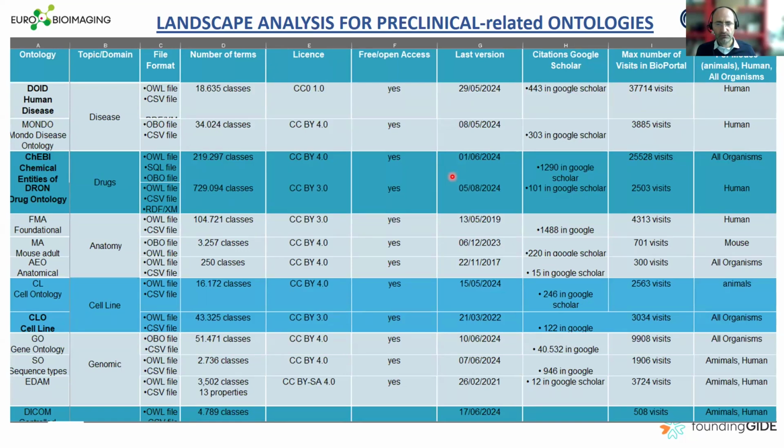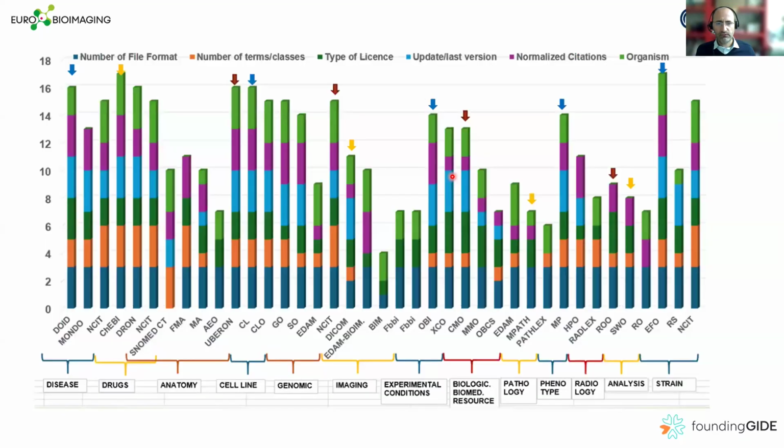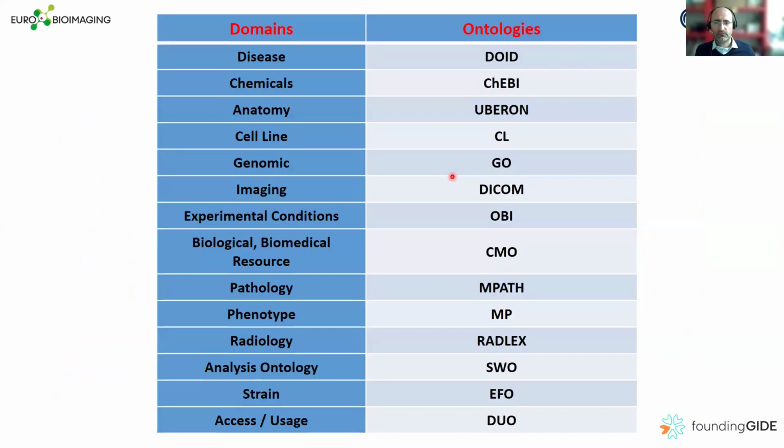By extracting all of this information, we developed a scoring metric in order to score all the ontologies inside each domain, and in that way identify the potential best ontology for each domain. This is what we call the landscape analysis. Here you can see the results of this scoring process, and here is the list of the ontologies that we have selected and that we will use to describe specific metadata and, in particular, specific terms for each domain. Hopefully in that way we will improve the findability of preclinical image datasets.